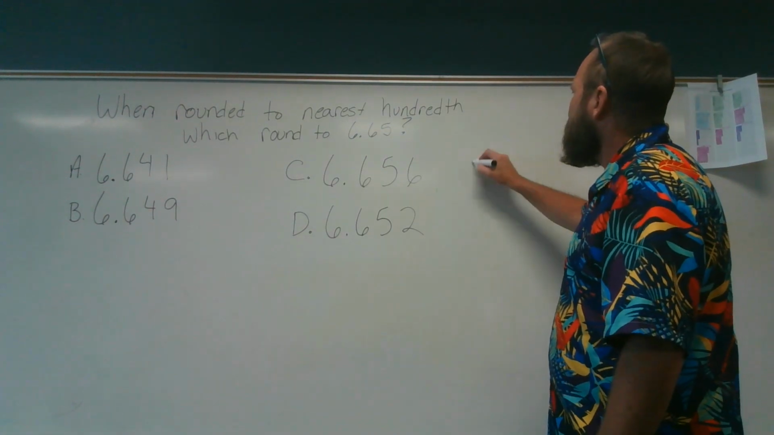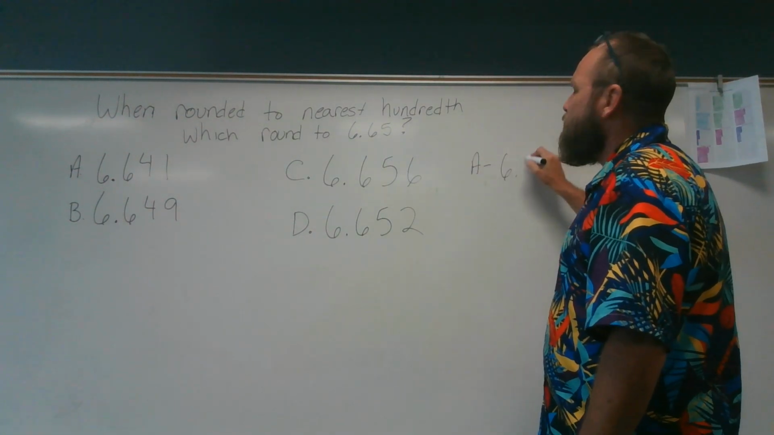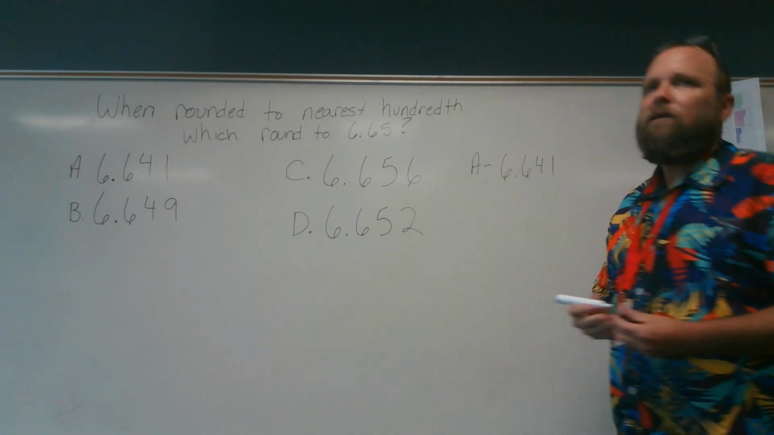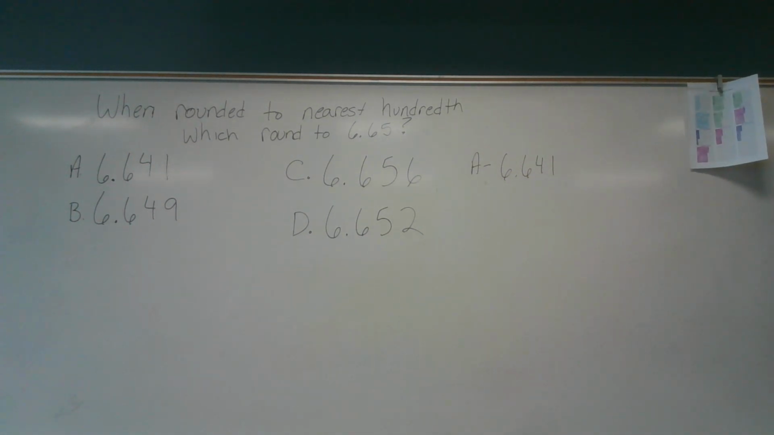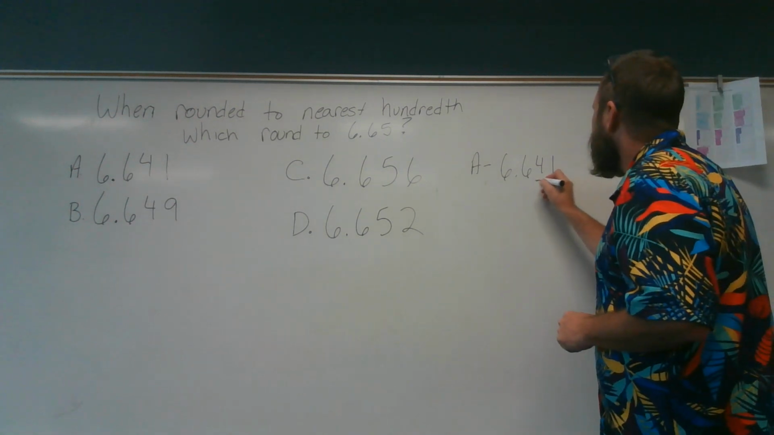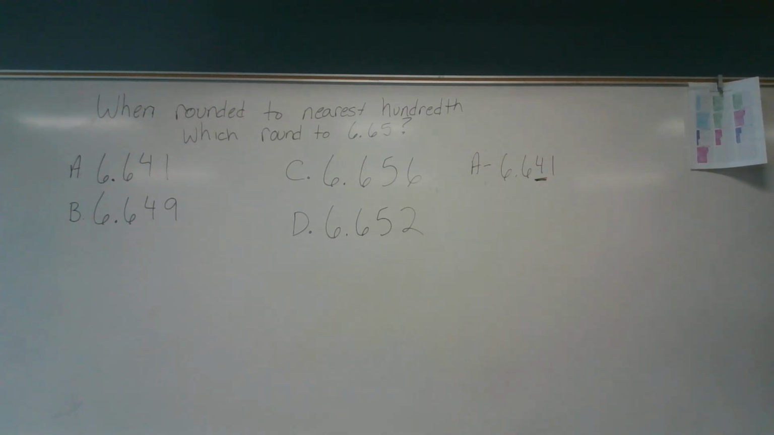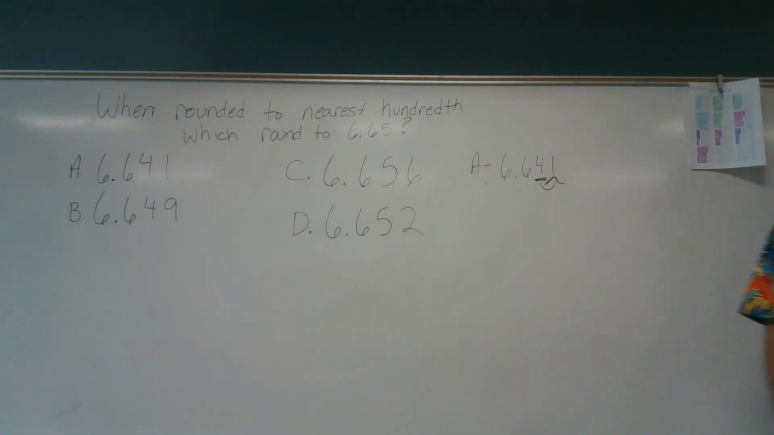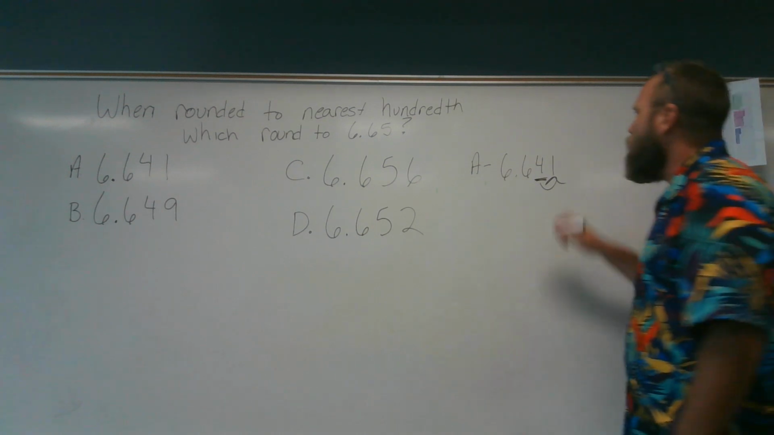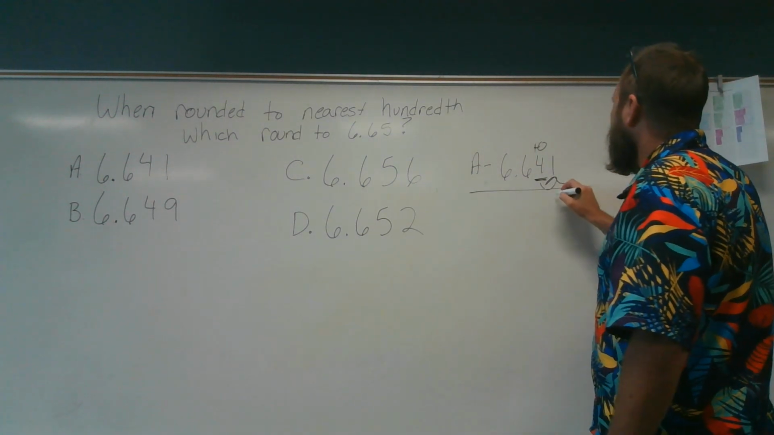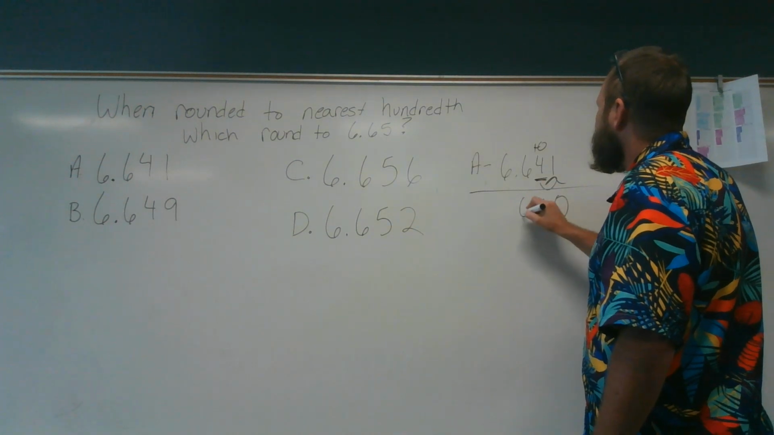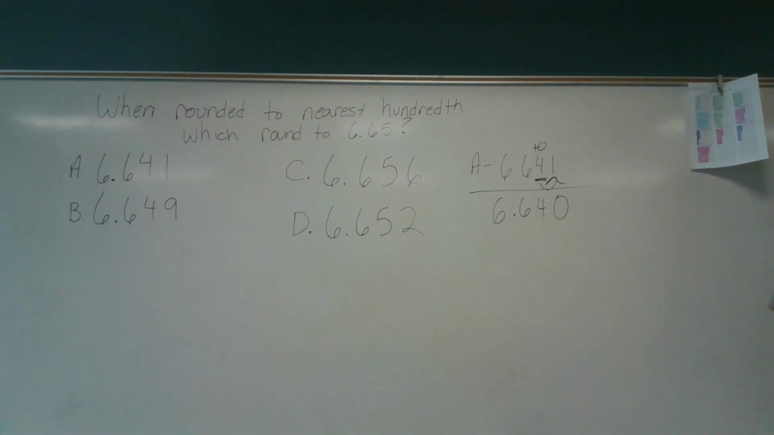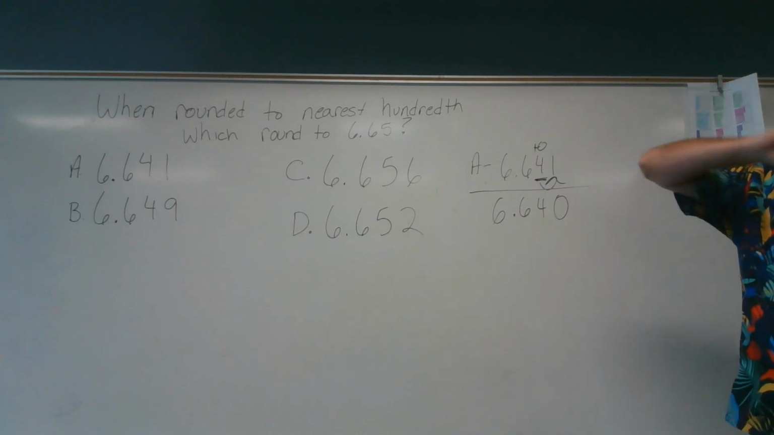I'm going to look at A. I have 6.641. Kendall, what digit is in the hundredth place? 4 is in the hundredth place. I'm either going to add 0 to it or I'm going to add 1 to it. I look behind it. What am I going to add to the 4? 0. Okay, you don't put the 1 down. Anything behind where you rounded becomes a 0.